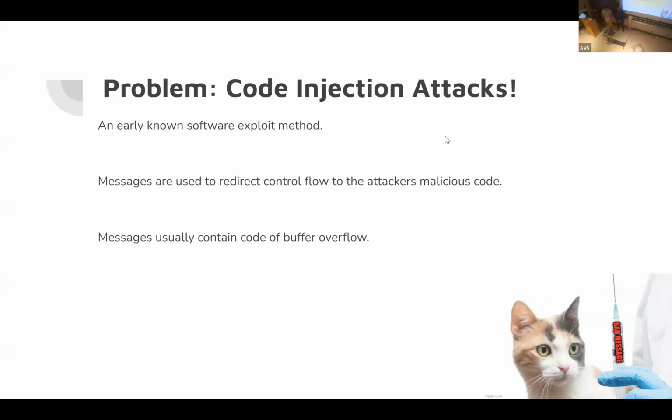Okay, so first, I'm going to talk a little bit about the problem and the current background, so we get an understanding of the reasoning behind why we want to use jump-oriented programming. First, of course, we've already gone over this before, but we have the idea of code injection attacks, which is one of the earliest known software exploit methods. In essence, it's a message that is used to direct the control flow to the attacker's malicious code. And this message can usually contain some sort of machine code or some sort of buffer overflow that will mess with the system.